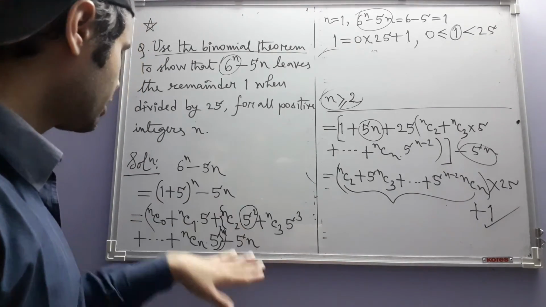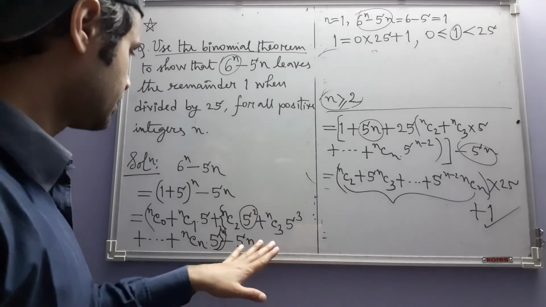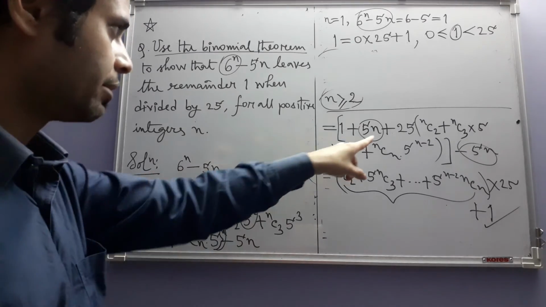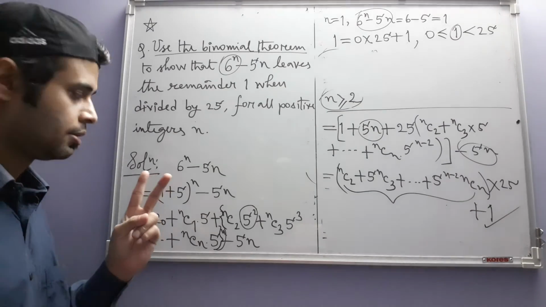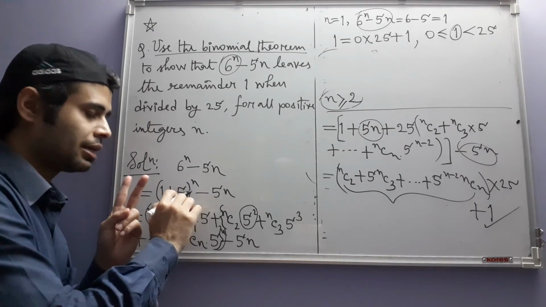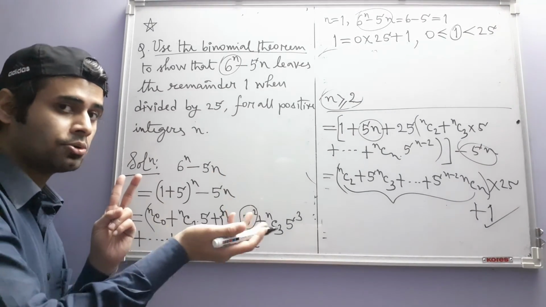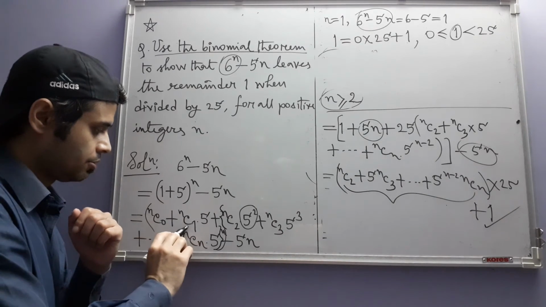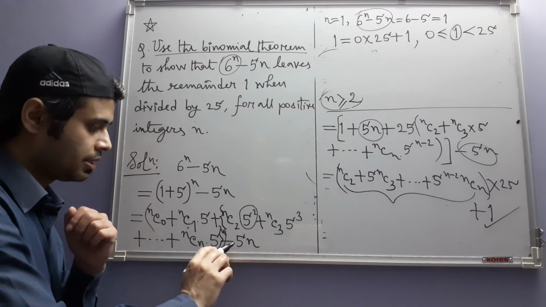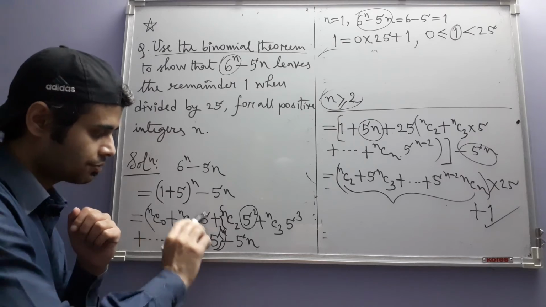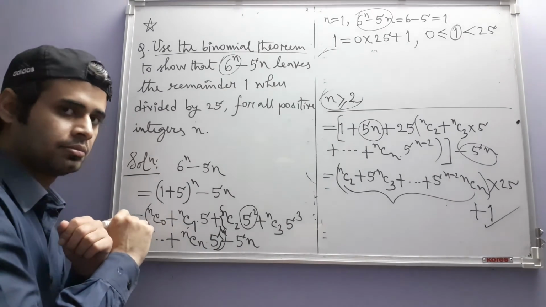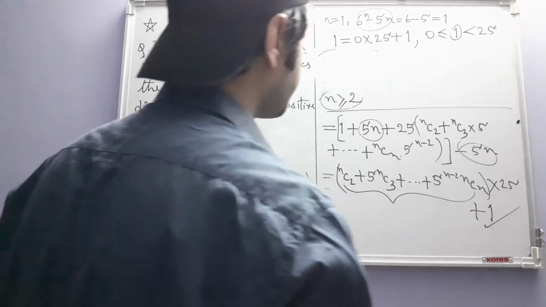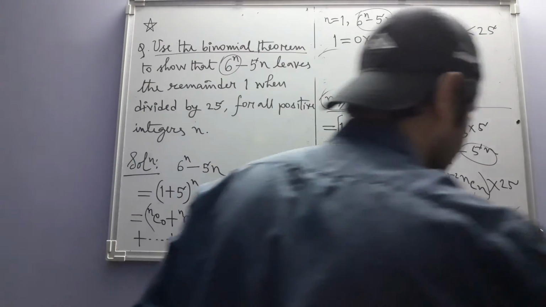Because if we don't have n greater than or equal to 2, if you have n equal to 1, then in this expansion there are only 2 terms. Remember, when n is equal to 1, the number of terms is 1 more. So these 2 terms. Among them, this 5n gets cancelled with minus 5n, so we are left with 1. Okay? So this is the thing.